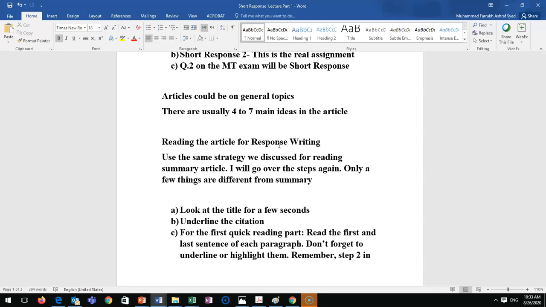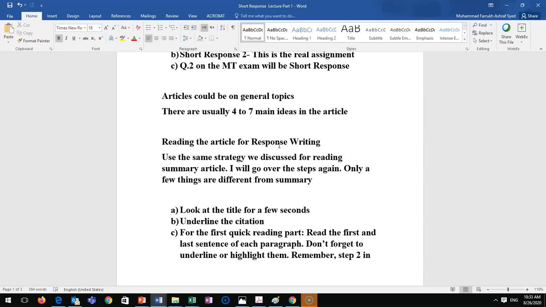Reading the article. One approach, when you are at home for short response 1 and short response 2, is up to you. As I said in summary writing lecture 1, you can read the whole article word by word. That's your choice. But in the exam situation, it's better to use reading strategies and techniques, saving more of your time for the writing part, which is the main assignment. We will not look at your reading, we'll look at your writing.